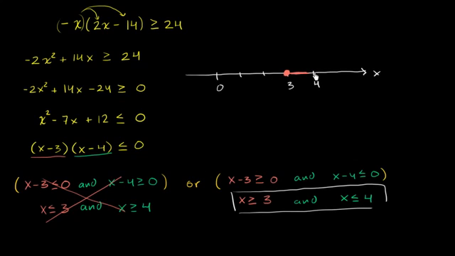Since it's less than or equal, we can color in these dots. So anything in this range, including 3 and 4, that's why we filled in the dots, would satisfy this equation here.